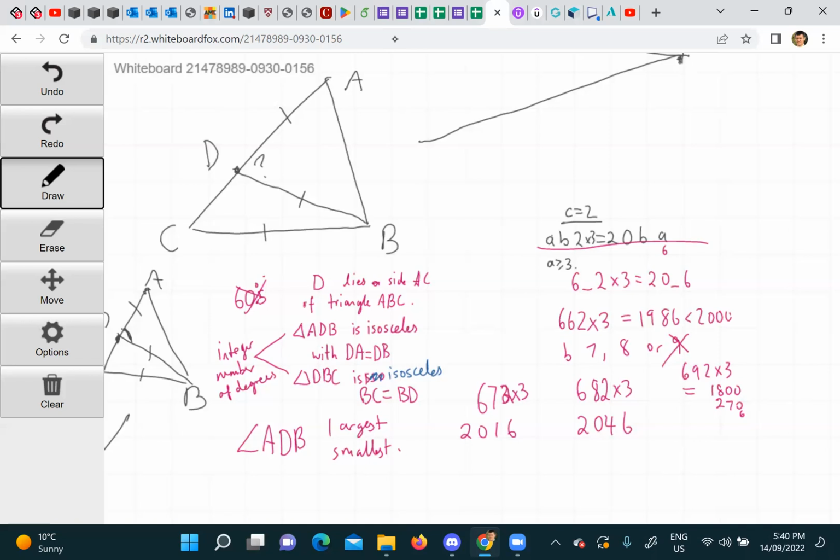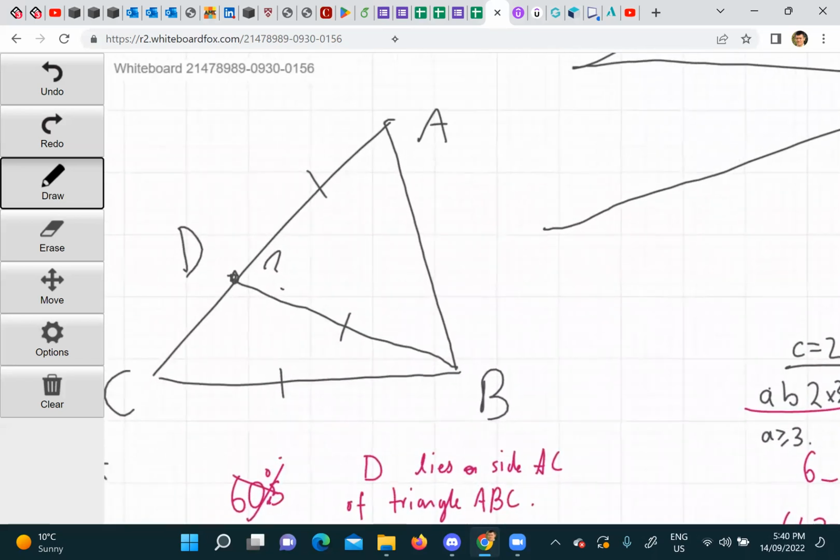Okay, so do you guys know, isosceles means these two sides are the same, but it also means these angles are the same? So this angle here is equal to this angle here, and it also means that this angle here equals this angle here, right?